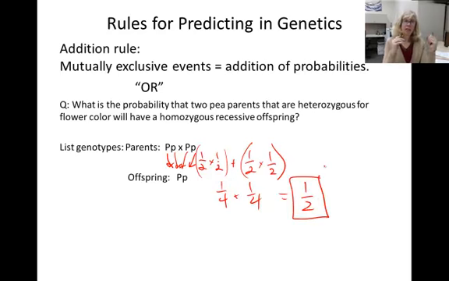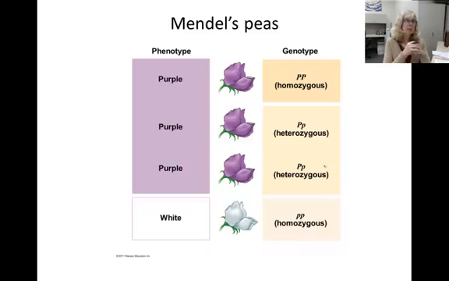So the likelihood of getting a heterozygous offspring, which can be gotten two different ways, gives us a probability of 1/2. Just to be thorough, remember that phenotype and genotype are different. The phenotype is the observable trait, and the genotype is the listing of which two alleles the organism has.